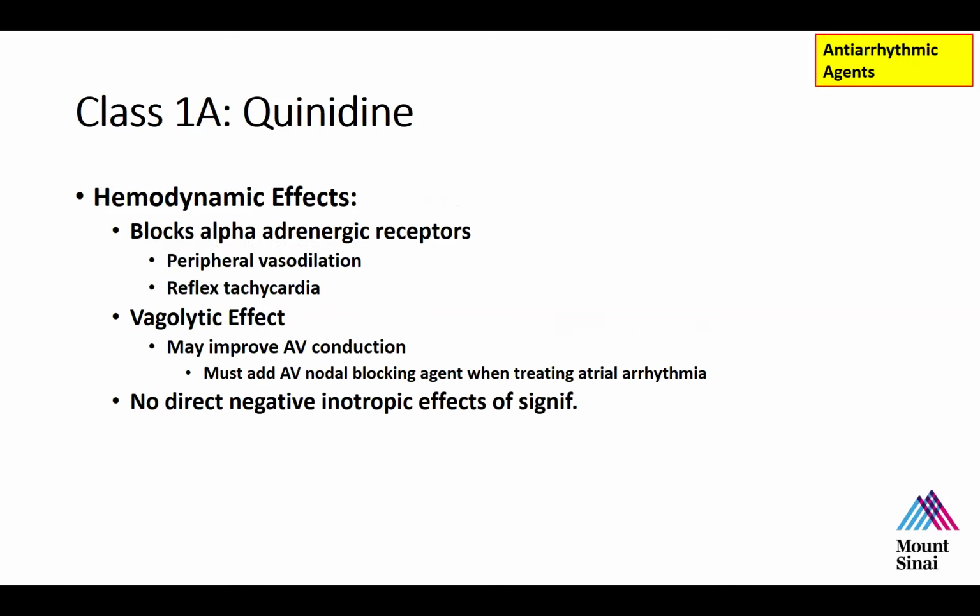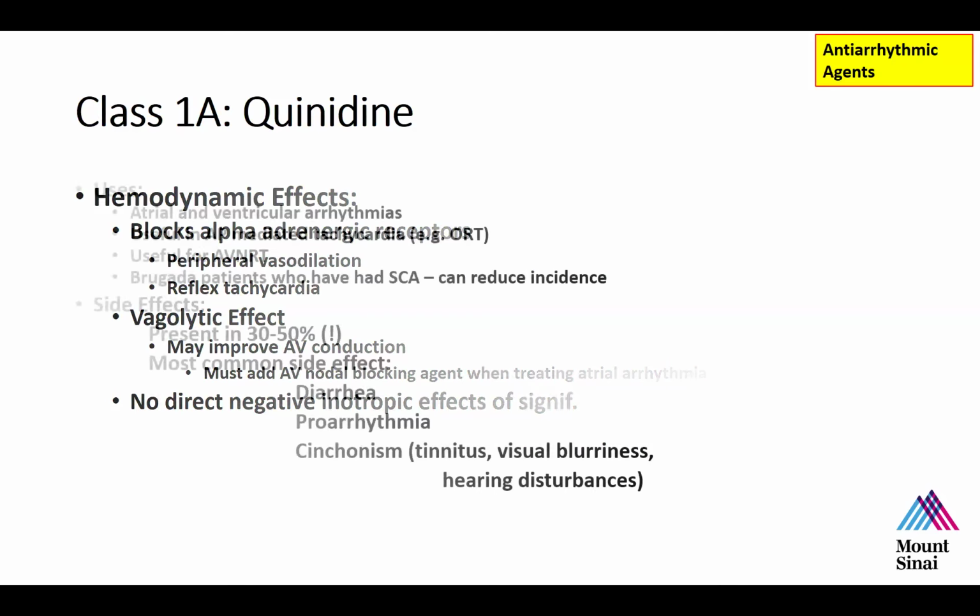And so again, when using quinidine, which probably most of the people on this call have never seen a patient on, or may have only seen one, it's a very rarely used agent in the present era. But in general, when you use quinidine, you should use a beta blocker or some kind of AV nodal blocking agent to combat the potential improvement in AV conduction and risk for higher degrees of tachycardia. It does not have any negative inotropic effects.